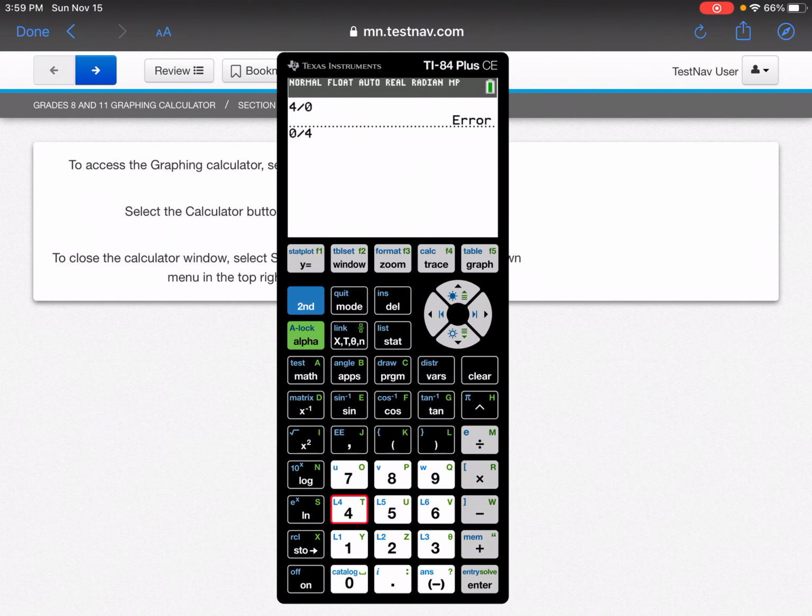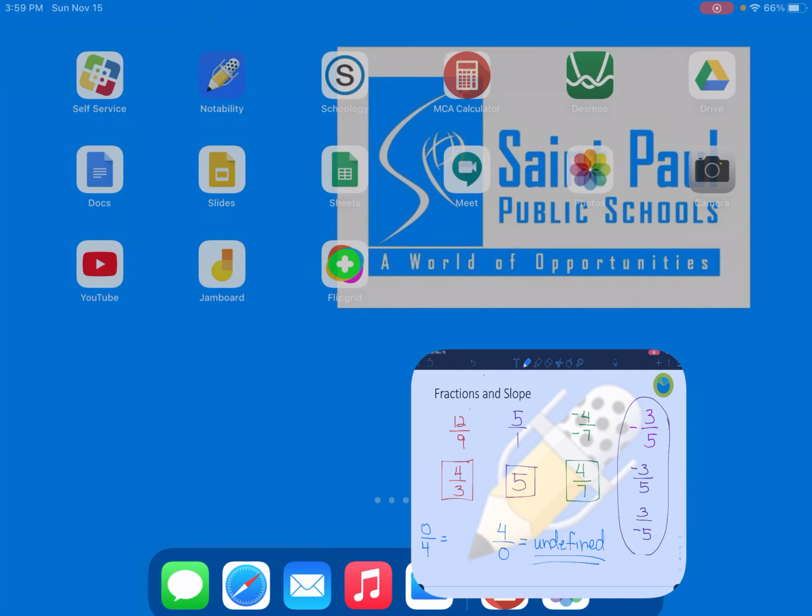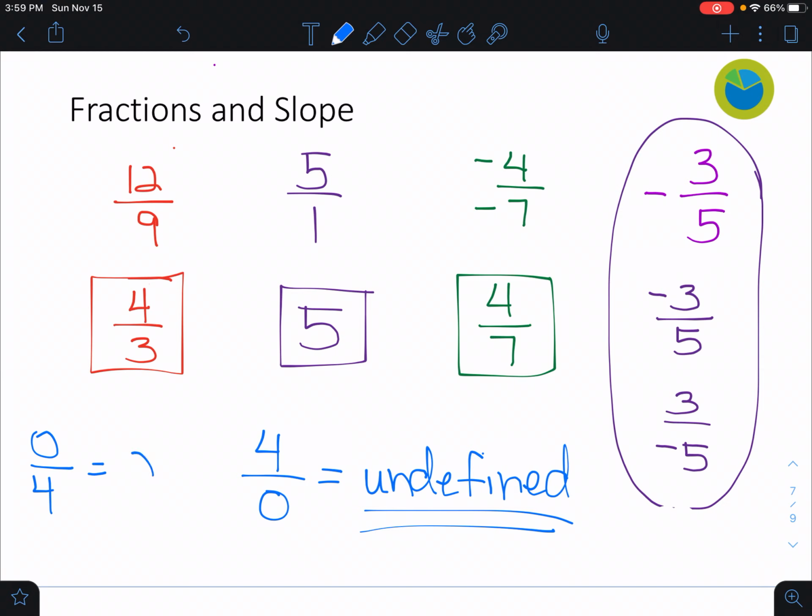0 divided by 4, that's okay. You get 0. So you need to keep that straight. Can't divide by 0, but it's okay for you to have 0 in the numerator on the top. Okay, so those are just some notes about fractions and slope.